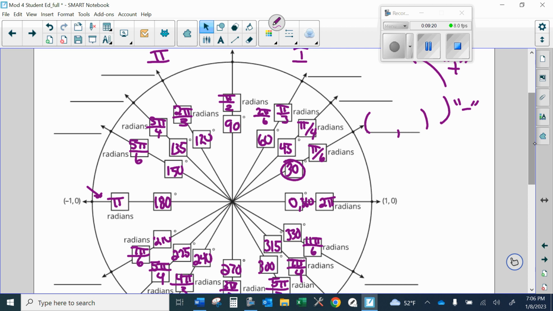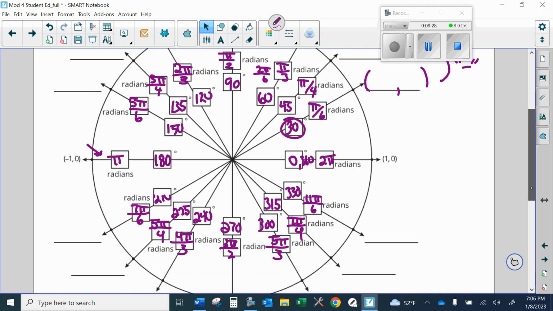Okay, so notice every one of these is either a 30, 60, 90 degree triangle or a 45, 45, 90 degree triangle, unless it's right on the 90 degrees.